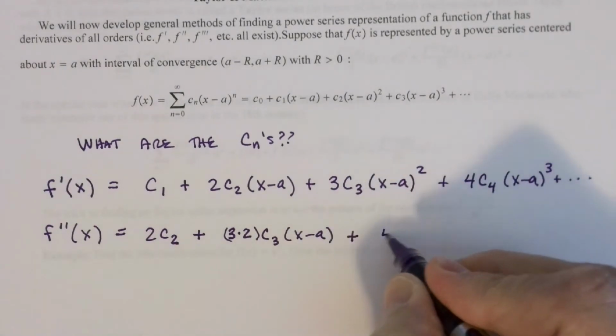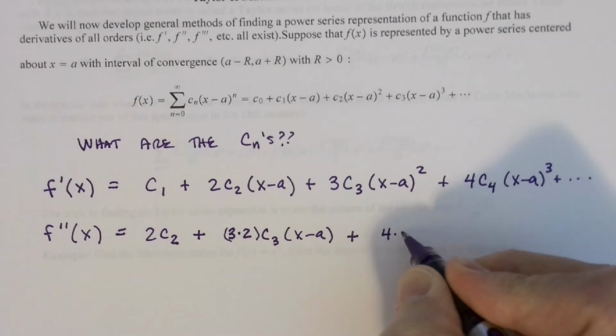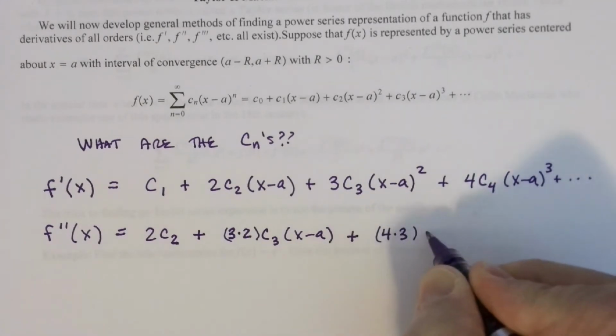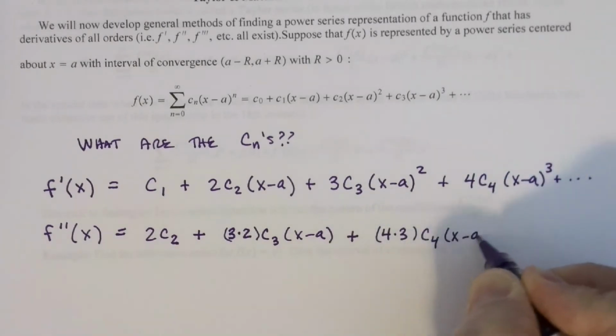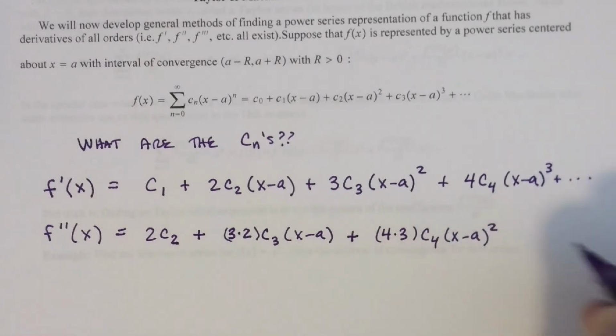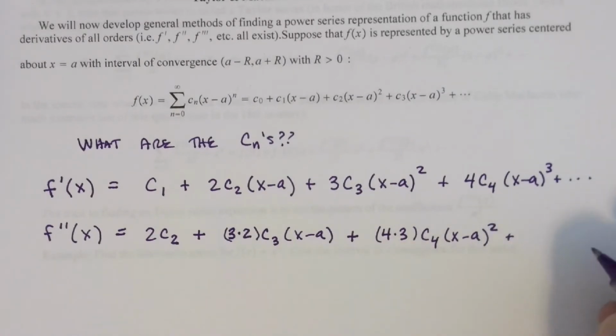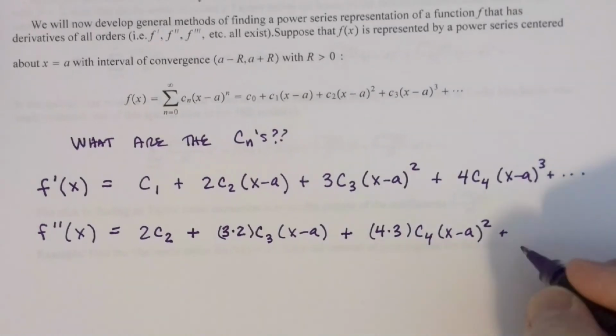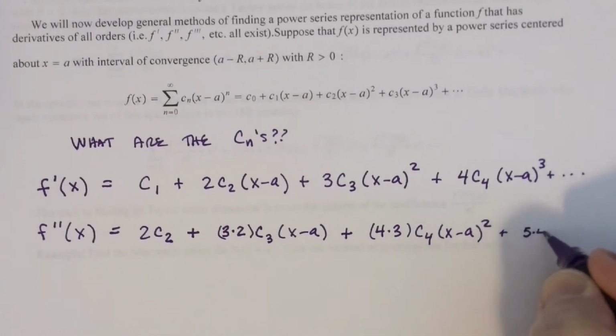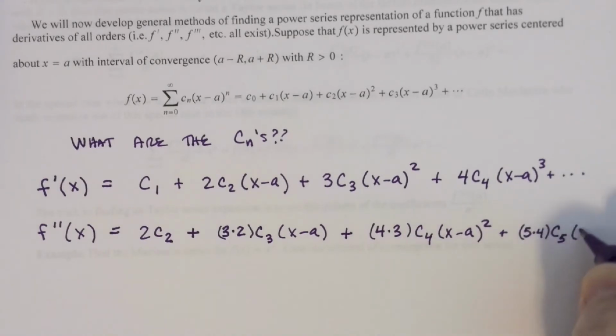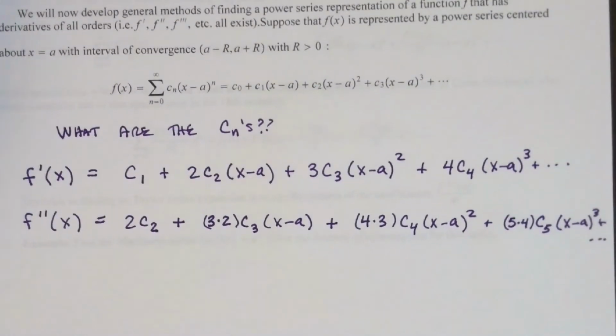So here I'm going to bring down the 3, 4 times 3, which of course is 12, c sub 4 (x minus a) squared. What would the next one be here if I had to do that one? Can you see a pattern developing here? You can think about what that next term is going to be. It's going to be 5 times 4 c5 (x minus a) cubed, and then that continues.